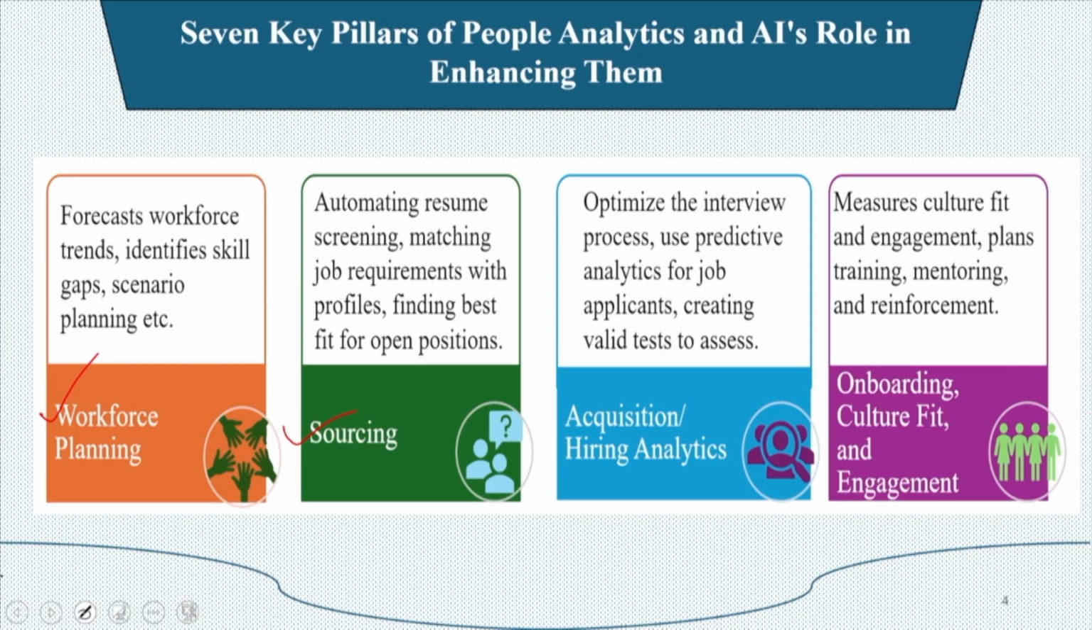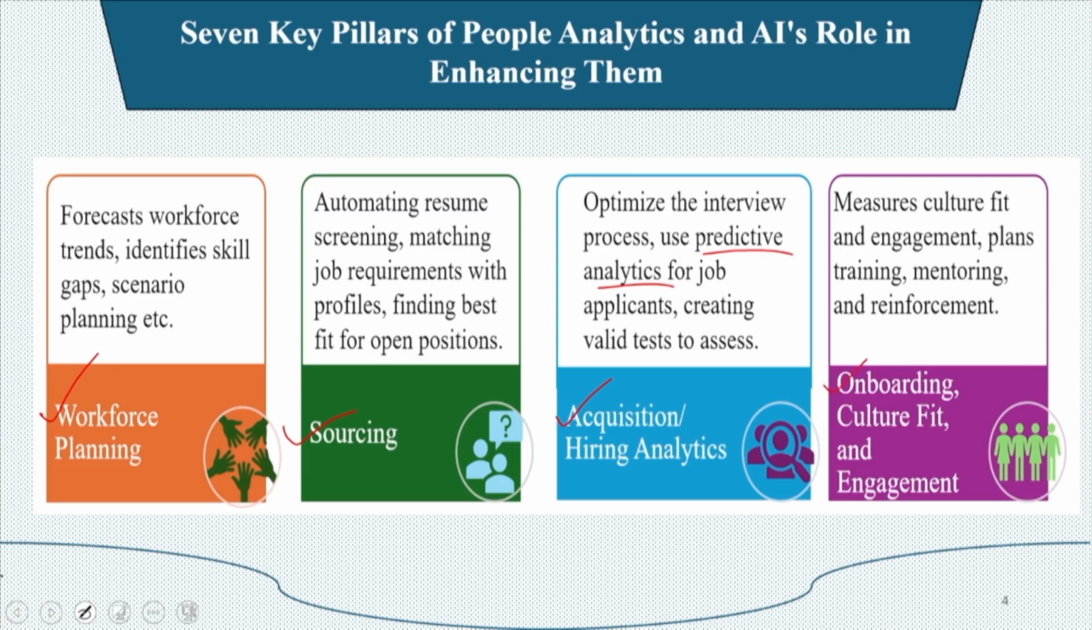When you look into acquisition or hiring analytics, the third pillar, we see that AI streamlines the hiring process categorically by using predictive analytics. We have seen it in the previous module, to identify candidates most likely to succeed in a particular role. So AI-driven tools assess candidate experience, give an assessment of skills and cultural fit, while reducing bias in selection. And the fourth pillar would be onboarding, culture fit and engagement.